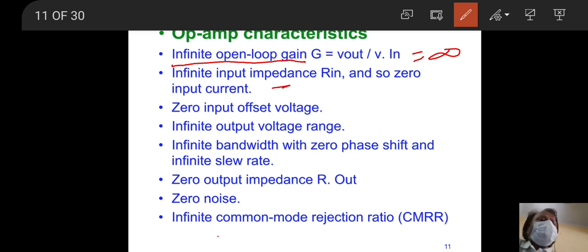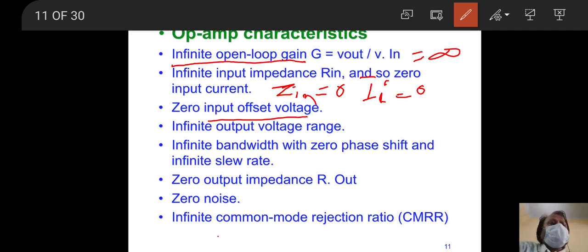So the input impedance equal to 0, and input current also 0, and 0 input offset voltage. So offset voltage is also 0. Infinite output voltage range: the output voltage V naught is also infinite, meaning very high. This shows it is very high.